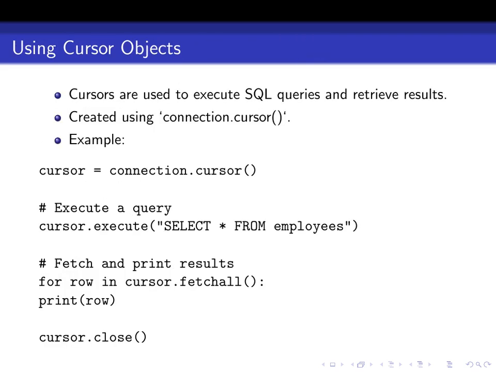Cursor objects are your primary tool for executing SQL queries in Python. They are created from a connection object using connection.cursor. With cursors, you can execute queries, fetch results, and loop through data rows. For example, you can retrieve and display all rows from an employee table or process query results in your application. Always remember to close the cursor after use to free up resources.